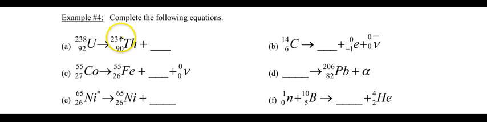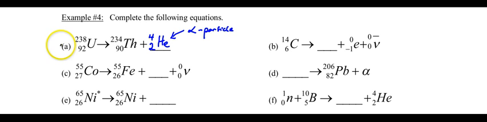So if you have a 234 here, what number must you add to that so it adds up to 238? Well, hopefully you'll realize that's 4. And on the bottom we have a 2, because 90 plus 2 gives you 92, and 234 plus 4 gives you 238. And then you have to look up this, and hopefully you realize that this is really a helium nuclei, which is really an alpha particle. And hence, this first reaction is what we call alpha decay.